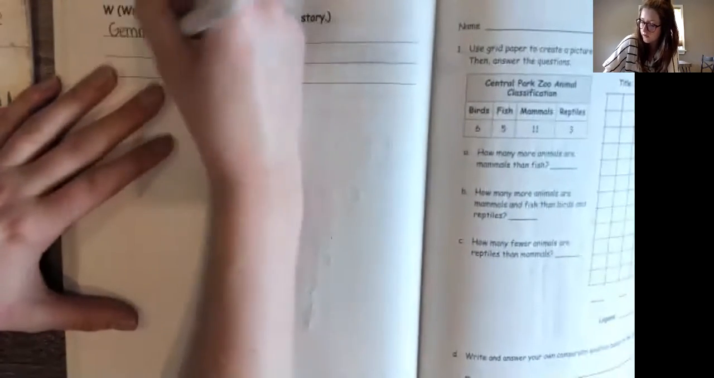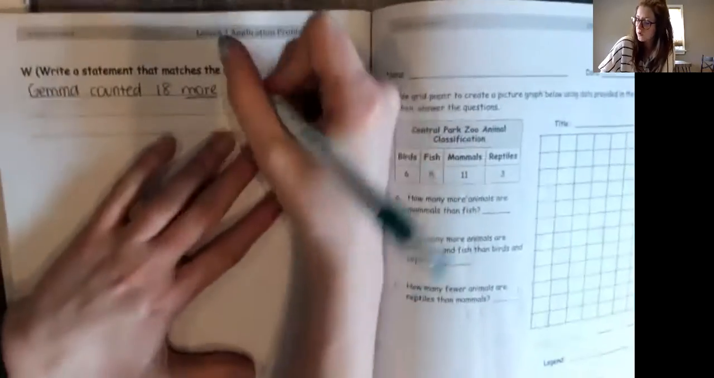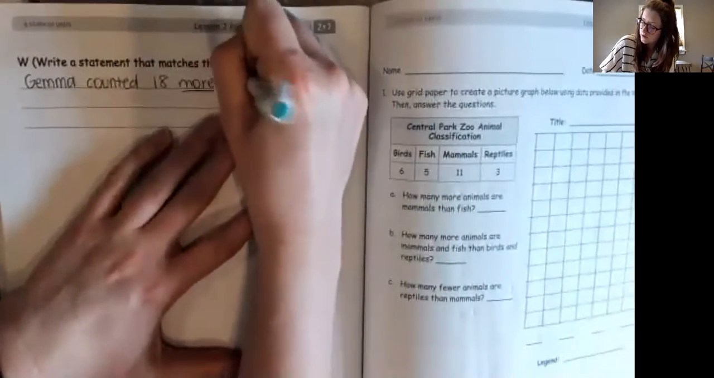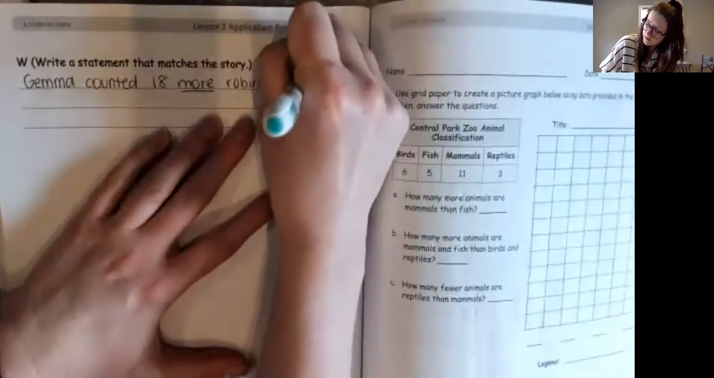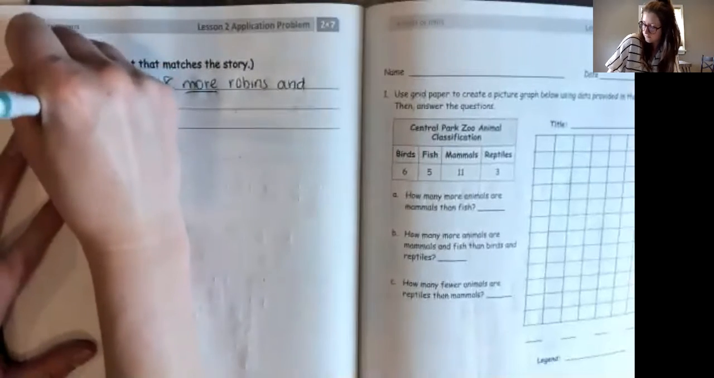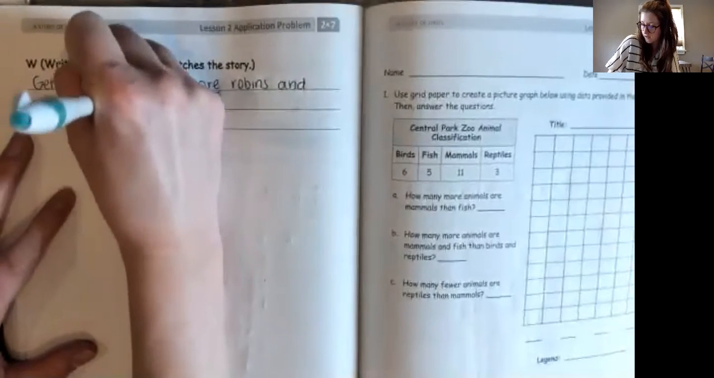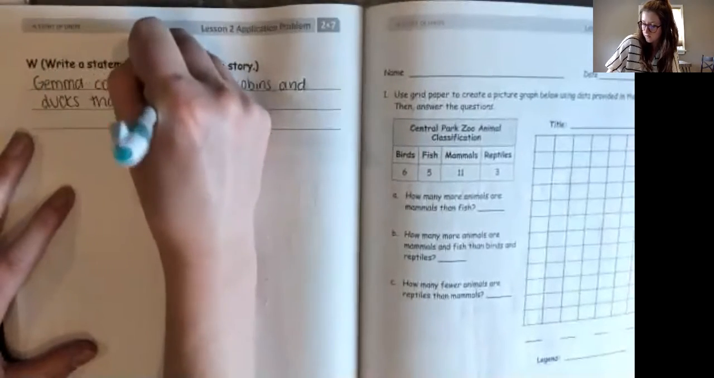So for the next page, where it asks me to write a statement, I'm going to write: Gemma counted 18 more, right? This word more is really important. 18 more robins and ducks than squirrels.